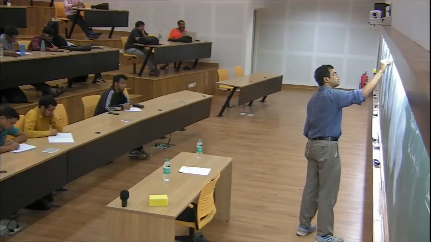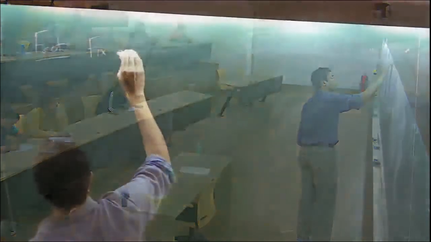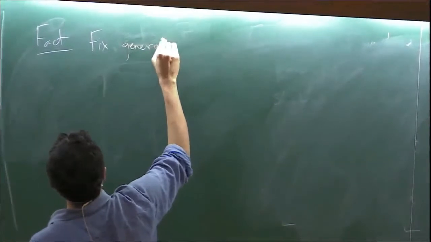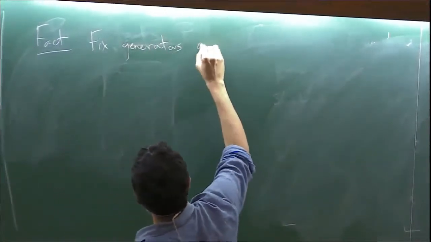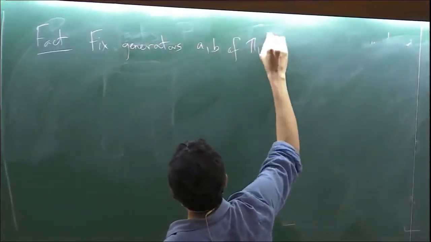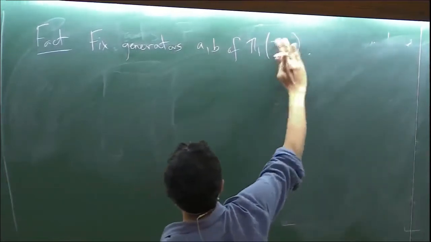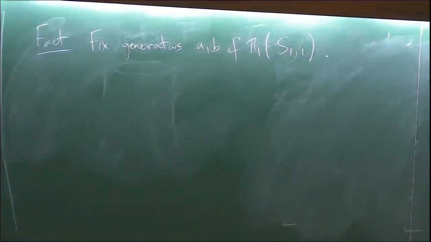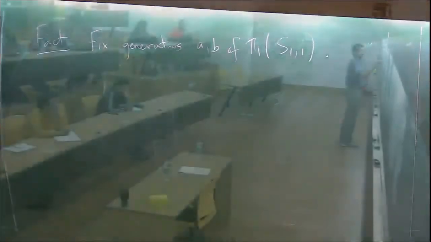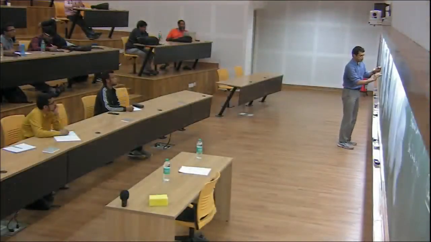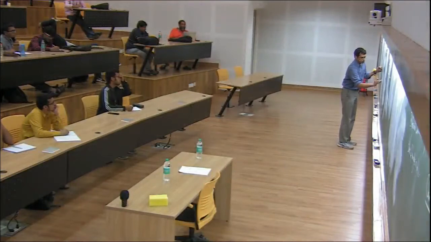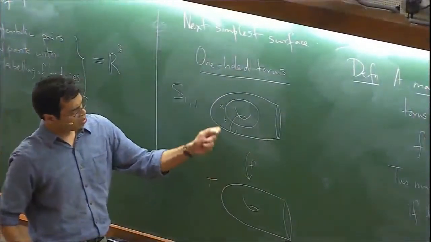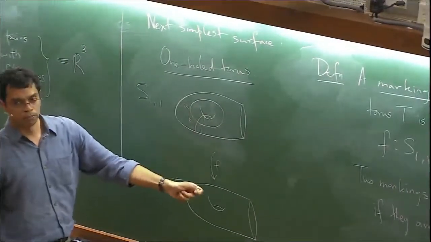A fact is that if you fix generators of the fundamental group of the one-hole torus, let's call it S11, you know what these generators look like. There are these two curves, transverse to each other. Then a marking, which is a homeomorphism to our given one-hole torus T, is determined by where these curves go.